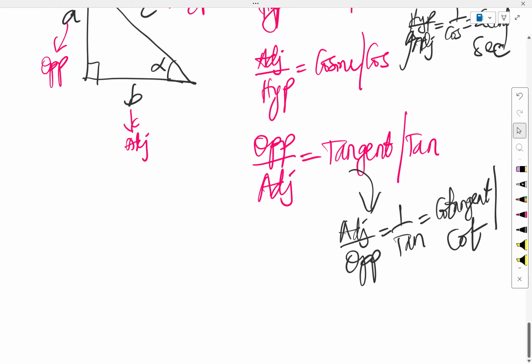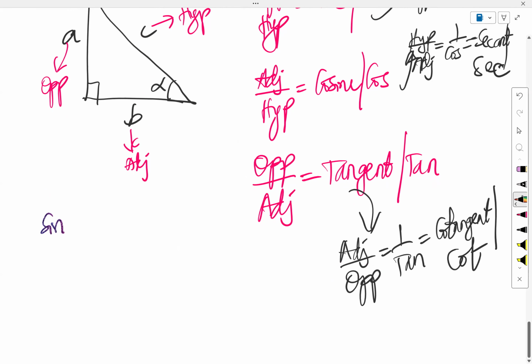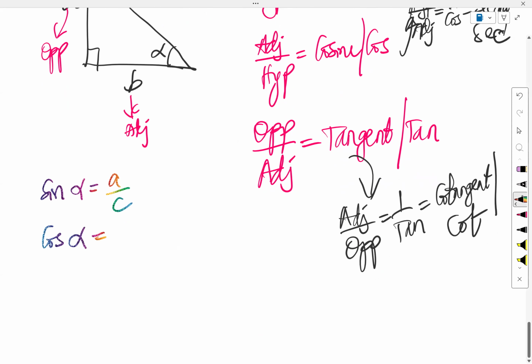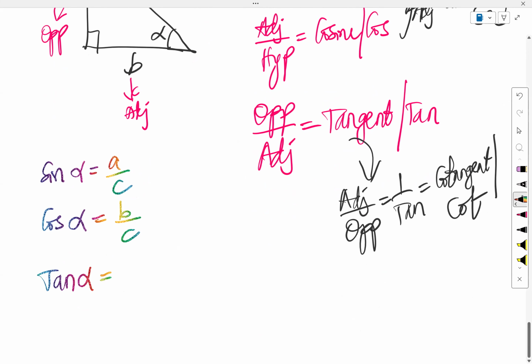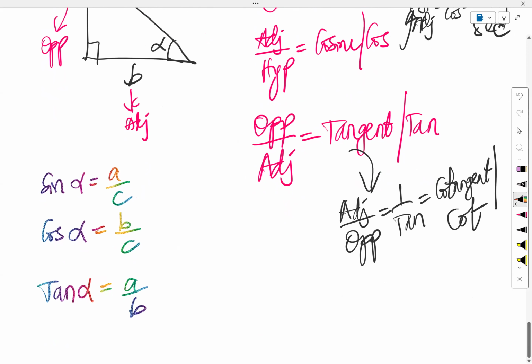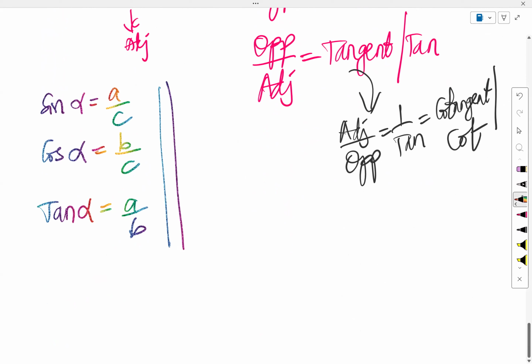Very important. So, all in all, we can say that sine alpha is the opposite of alpha, that's A, over the hypotenuse, which is C. Then cos alpha is the adjacent B over hypotenuse C. Tan alpha is the opposite A over adjacent B. The reciprocal of sine is cosec, so cosec alpha is C over A. Sec alpha is C over B. And cot alpha is B over A.